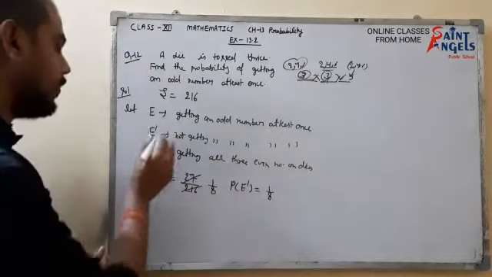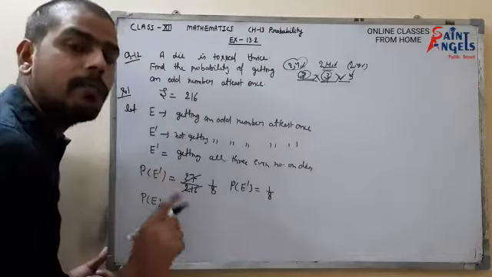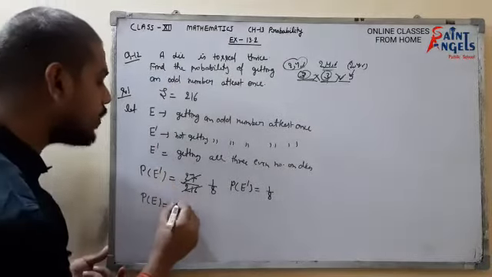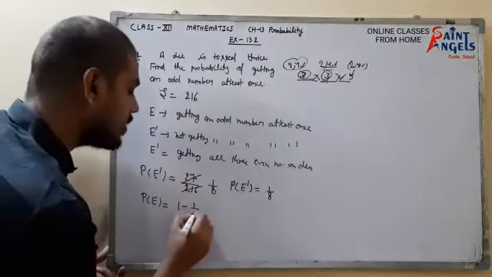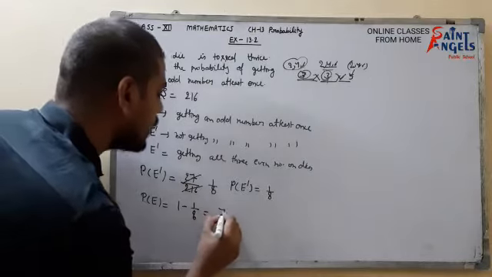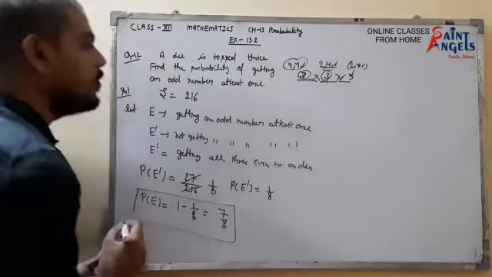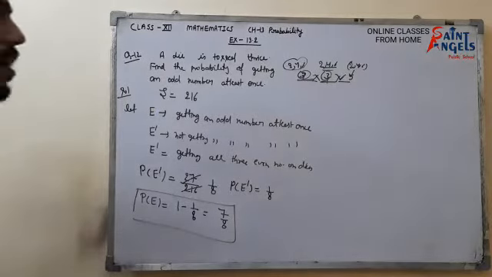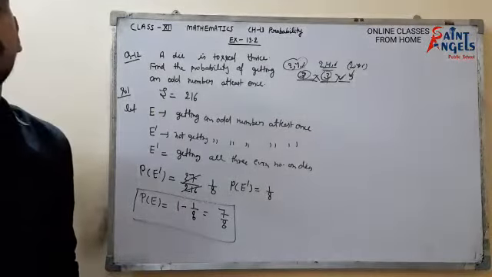And what we have to find? We have to find P(E). P(E) means getting an odd number at least once. So that would be equal to 1 minus all the cases where we are getting even numbers. We will subtract that, so that would be equal to 7 by 8. So 7 by 8 is the probability of getting an odd number on the die at least once. I hope it's clear. Please pause the video and note it down.